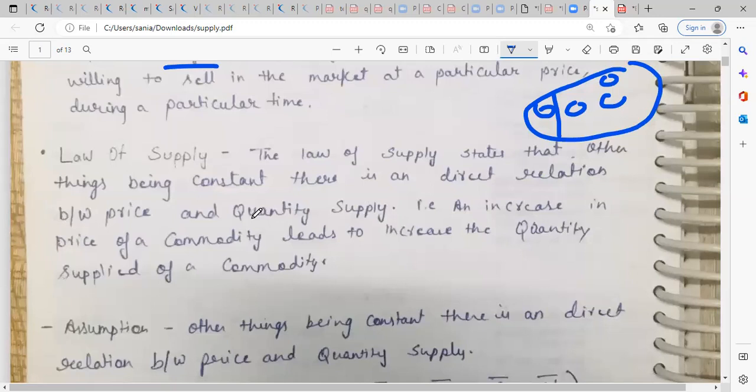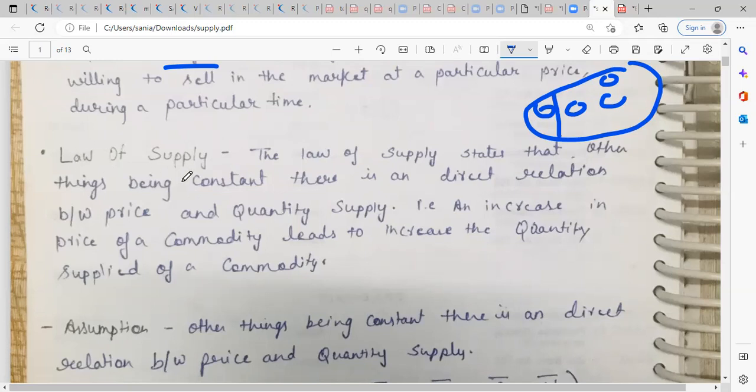What was the law of demand saying? Being a consumer, we all are consumers. What is the relationship between price and demand? If price will increase, you will demand less. If price will fall down, you will demand more. That was the law of demand.